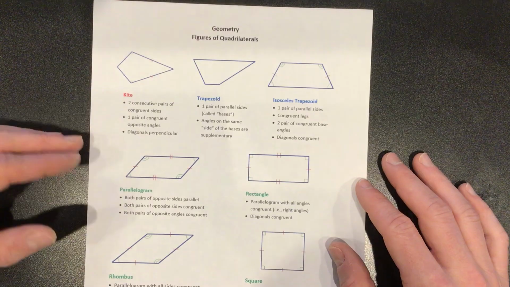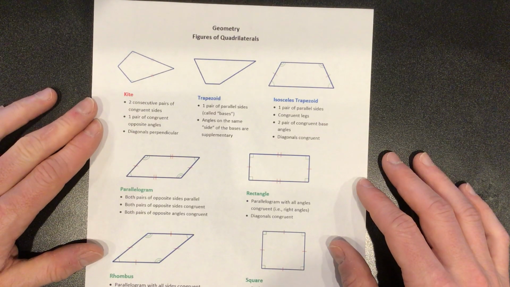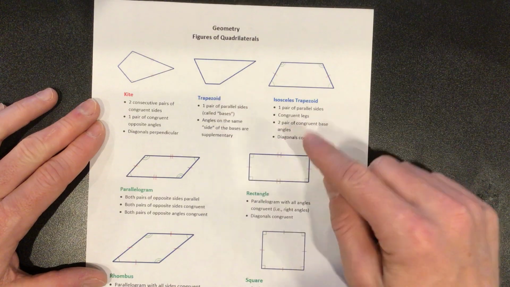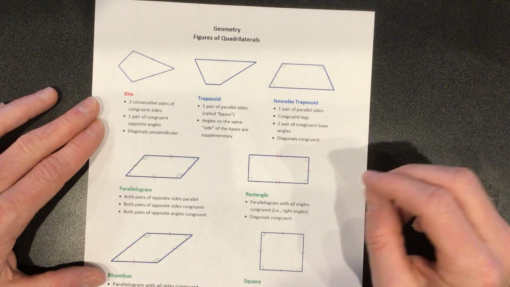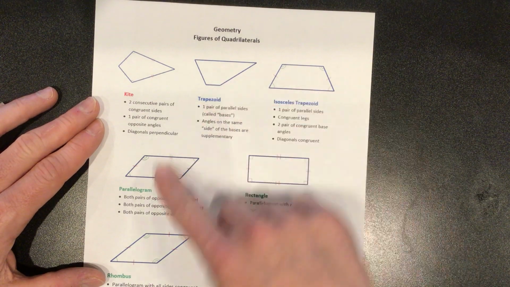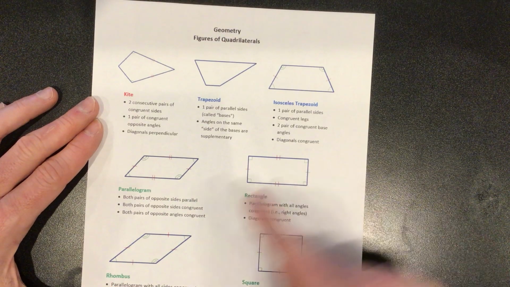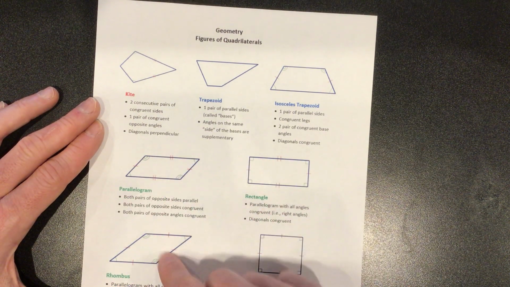The diagonals are perpendicular. It's got one pair of congruent opposite angles. Then we have trapezoids. Trapezoids have one pair of parallel sides, and really it's at least one pair. So a trapezoid could look like this, but this is also a trapezoid. This is also a trapezoid. This is also a trapezoid, and this is also a trapezoid because these just happen to have two.